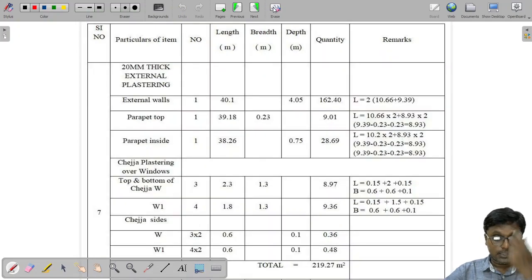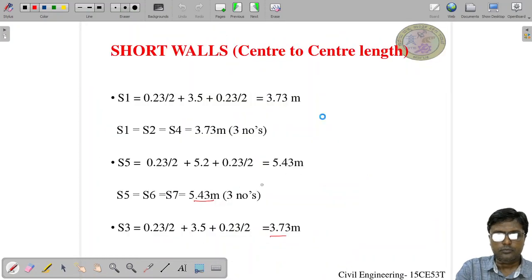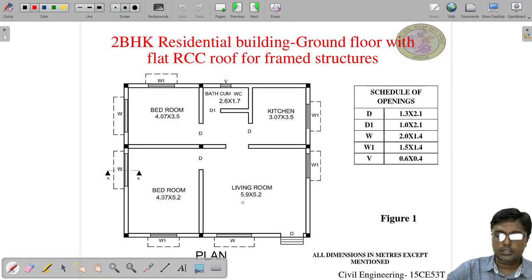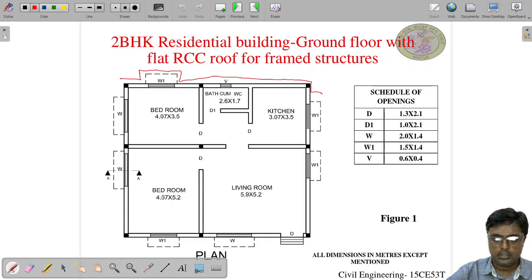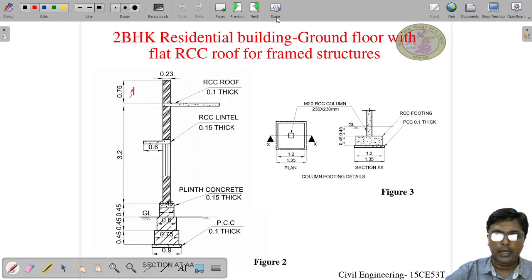Okay. Next, let us come to the 20 mm thick external plastering. See, external plastering we have to do here. So it means we have to cover the chejjas of the windows as well. This is the external, right? So we have to cover the chejjas also. Also, as you can see, we have to cover the parapet also, is it not? We have to do the plastering up to the parapet, and also we have to do plastering inside. So let us see how to do all this.